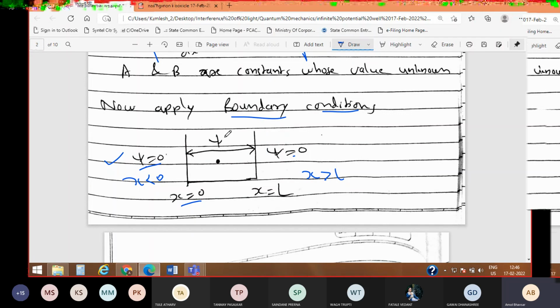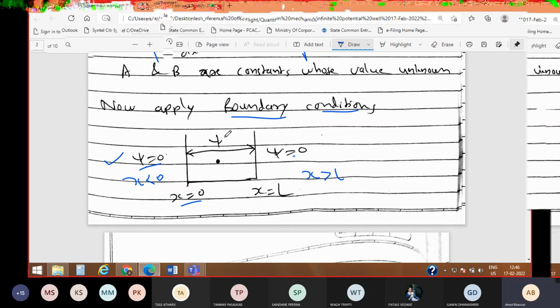So after putting b is equal to 0 in equation number 2, I am getting the final equation, that is psi is equal to a into sine of kx. Okay, and this term becomes 0 here. So this is the equation number 3 I got here. Here I have got equation 3. So I gave it the name equation number 3.